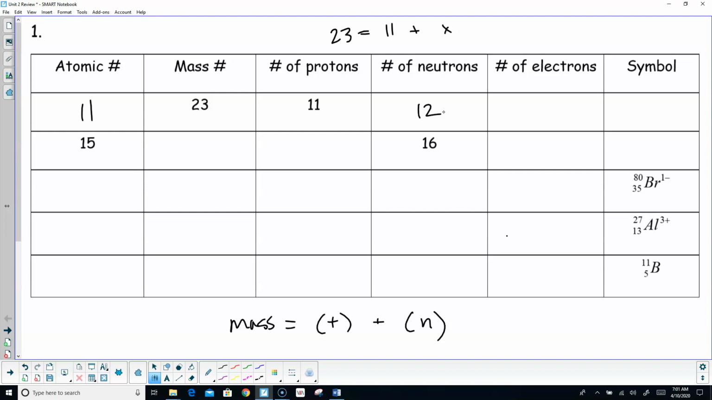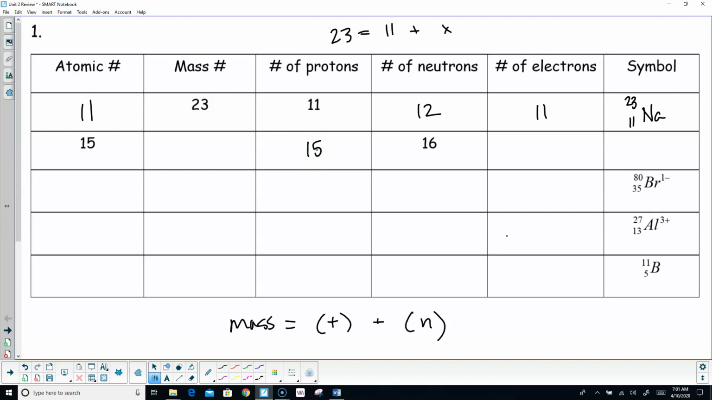Number of electrons is going to be neutral because there's nothing indicating this thing has a charge, so the electrons and protons will be equal. I look at my handy-dandy periodic table and I notice that the atomic number 11 is going to be sodium, symbol is Na. Mass goes up here of 23. Atomic number of 11 goes down here, no charge because there is no difference in the proton and the electron number.